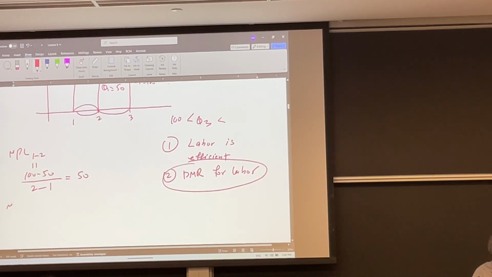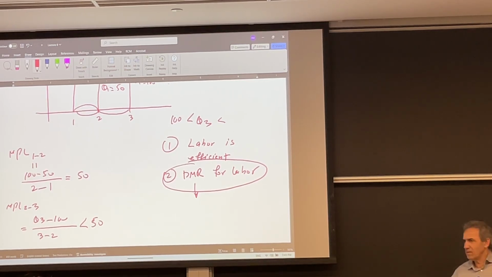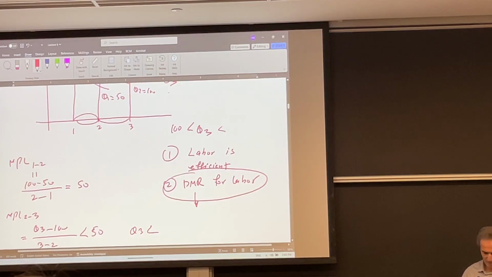What's the MPL of 2 to 3? That should be Q3 minus 100 over 3 minus 2, that is unknown. But the question said DMR holds. If DMR holds, what should that number be? It should be less than how much? 50. The third labor should produce less than the second one if diminishing marginal returns holds. Alright? So that will give you the range for Q3. The Q3 must be less than how much? 150.